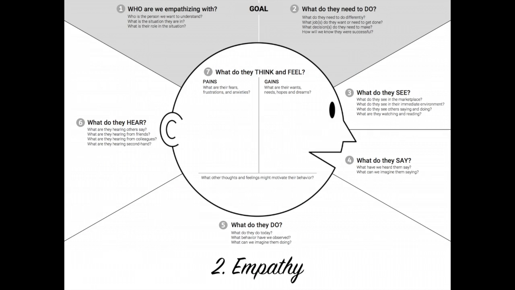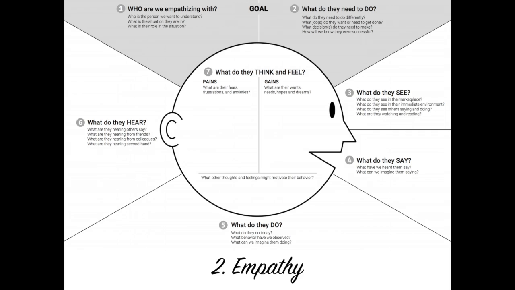The second step is empathy, and for that we use an empathy map, which is a tool used in design thinking, and this is thinking about our proposed listener for our music. In other design approaches, that would be the user or the customer or the consumer, and in our case, it's the consumer of music, so the listener. To complete this, we first ask questions about who we're empathizing with, who is the person that we want to understand, what's their situation and what do they do in that situation.